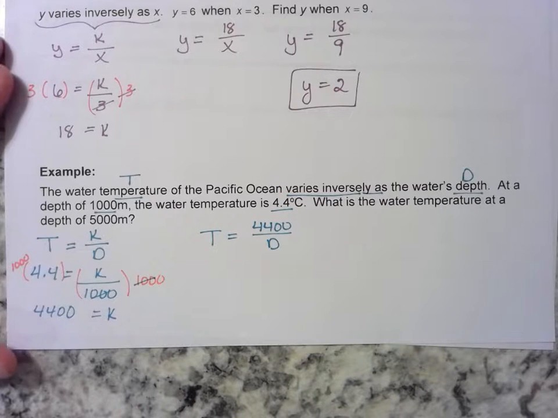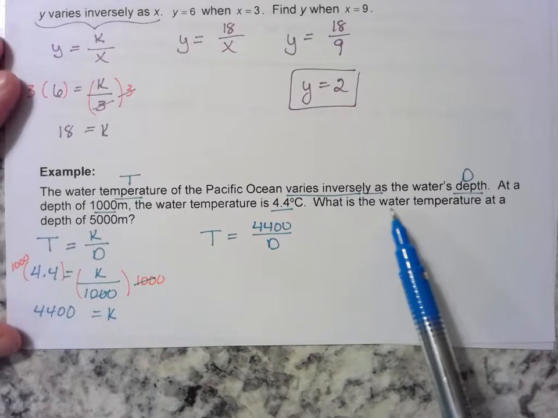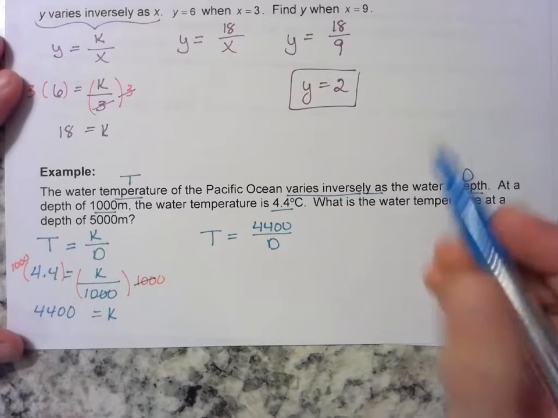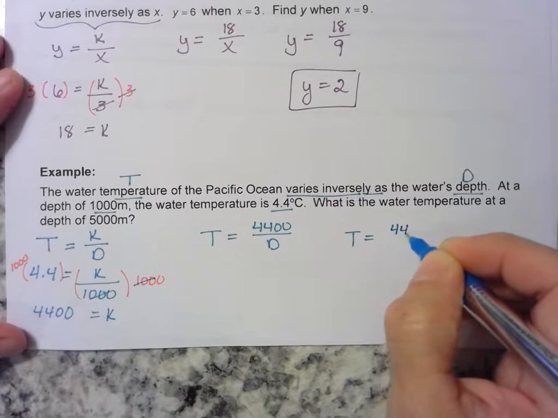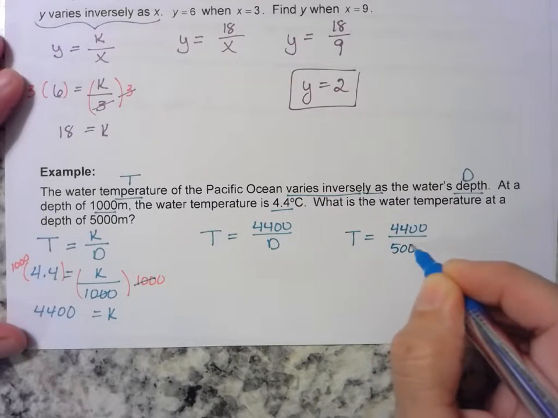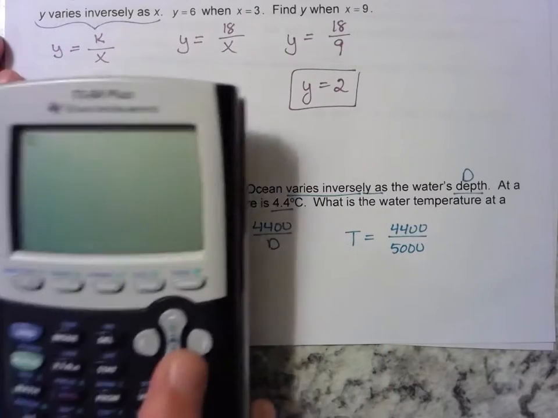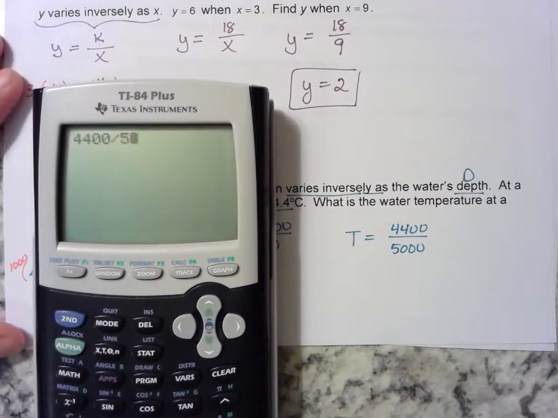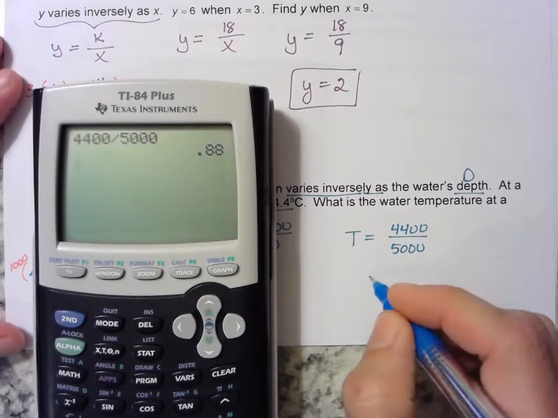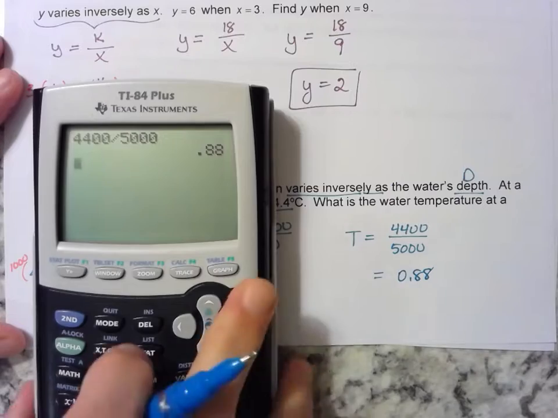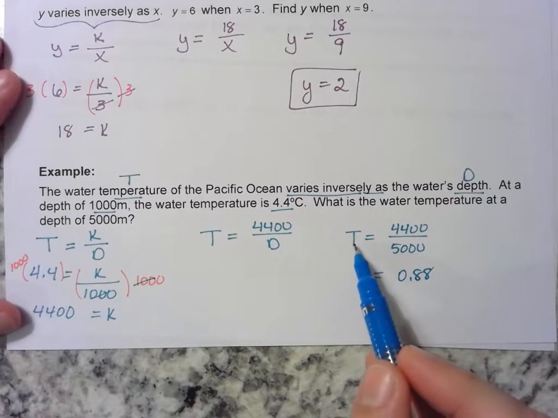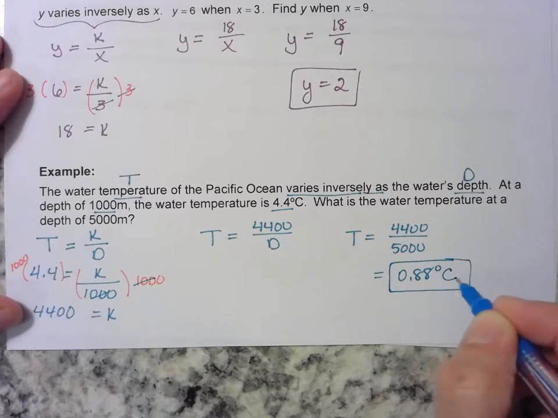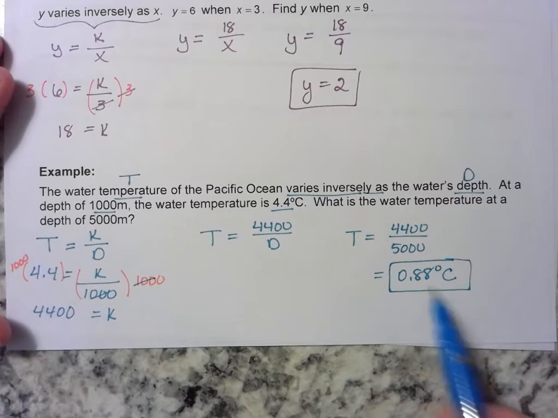Now we can use that formula to finish the problem. What is the water temperature at a depth of 5,000 meters? That means D is 5,000. T is equal to 4,400 divided by 5,000, and we get 0.88. Now what does that mean? Well, this is temperature, and it's in degrees Celsius. So at 5,000 meters, the temperature is just above freezing at 0.88 degrees Celsius.